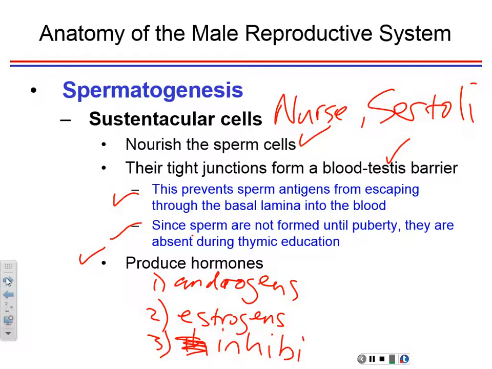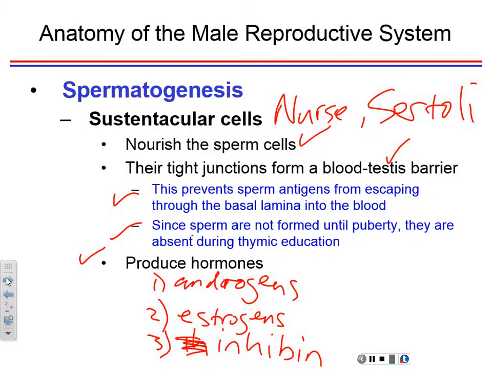Inhibin. Just by the name of it, what does it do? Does it stimulate or inhibit? It will inhibit production of testosterone, okay? Because testosterone will cause these cells to produce sperm cells. So when you've produced enough, in a negative feedback fashion, it goes back to the hypothalamus and the pituitary, so that you don't produce the gonadotropins, LH and FSH.